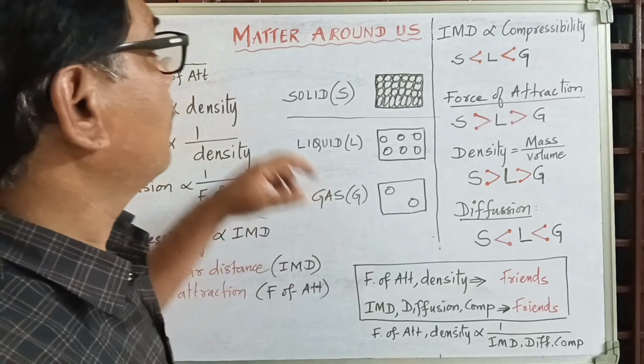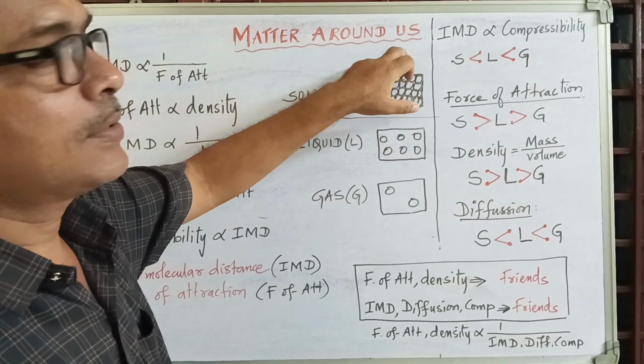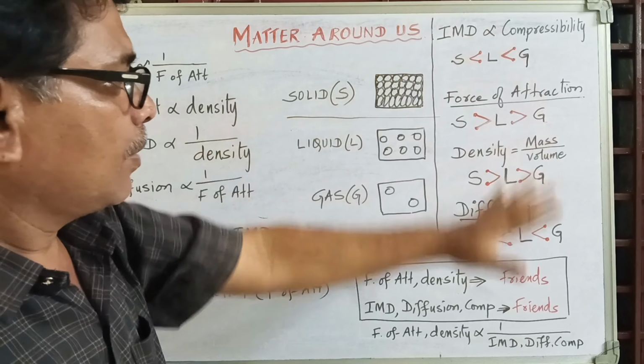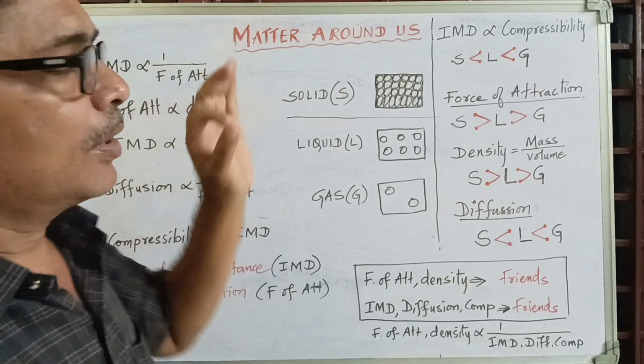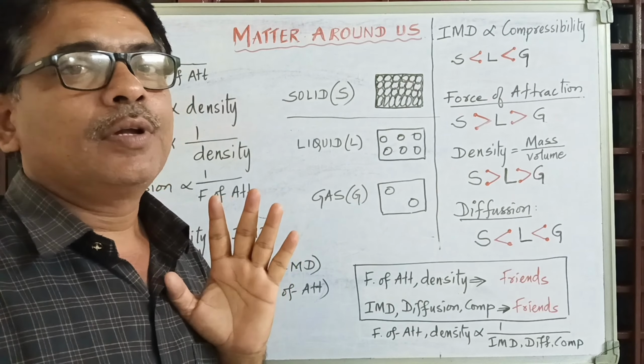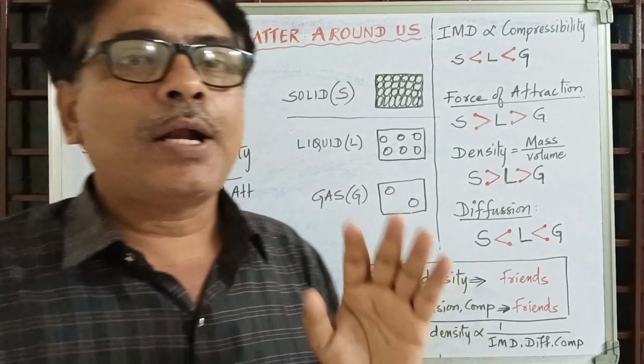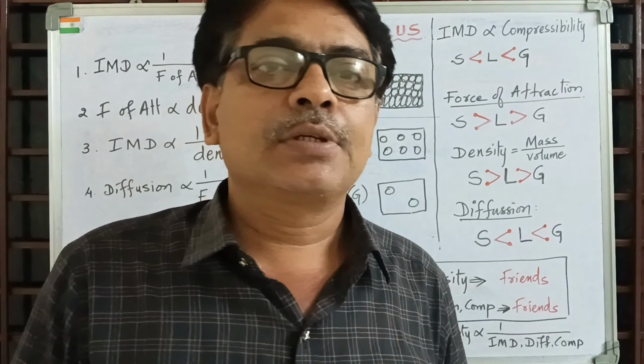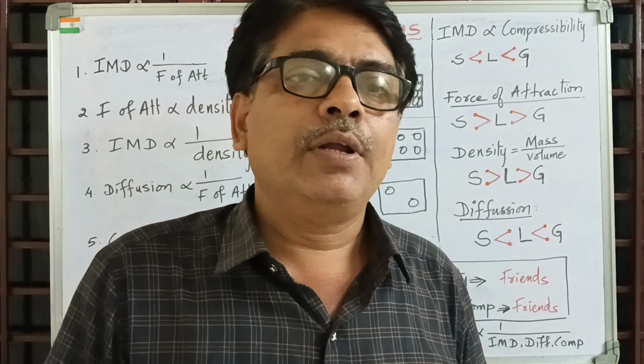Today our topic is about matter around us. So completely it is written on the board. Good explanation will be given. See, when you speak about matter, matter is classified into three types: solid, liquid and gas.